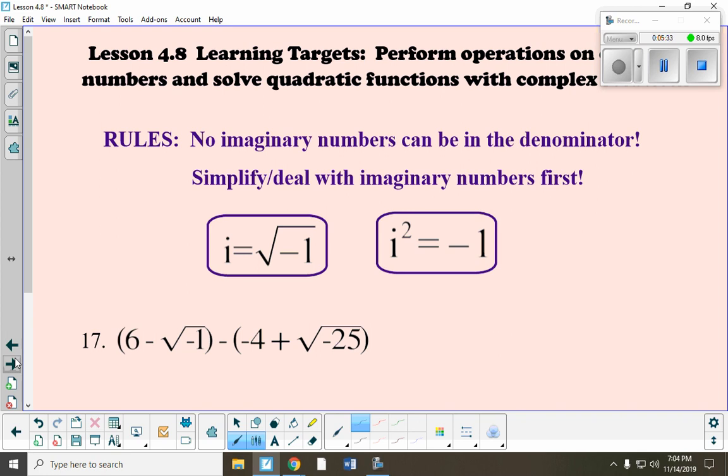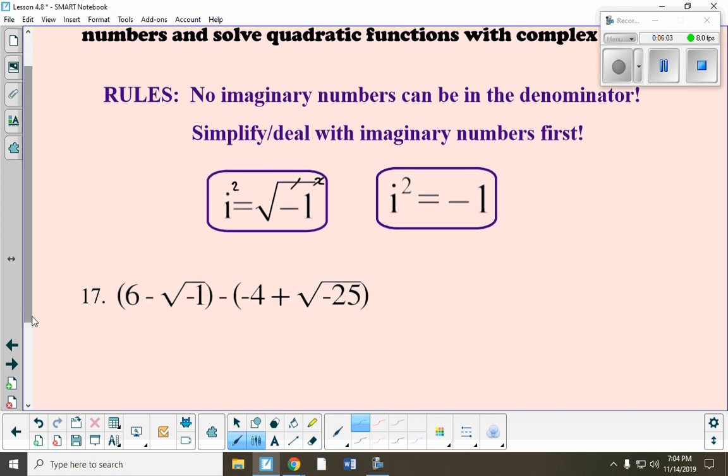Some rules that we have with imaginary numbers: no imaginary numbers can be in a denominator ever. And when we work with them, we want to simplify and deal with the imaginary numbers first. Now, some other properties here: i is equal to the square root of negative 1, we said. Now just note, if you squared both of these, this would cancel this basically. So i squared would equal negative 1. So that's the other thing that we need to know. If i is equal to the square root of negative 1, i squared equals negative 1. So whenever you see i squared, we substitute in negative 1.